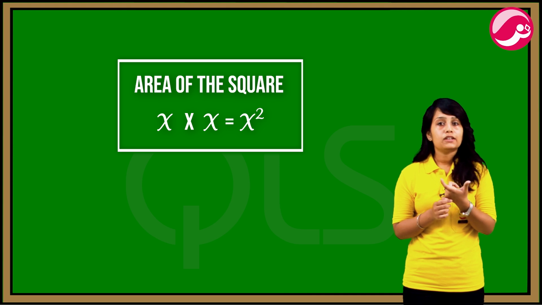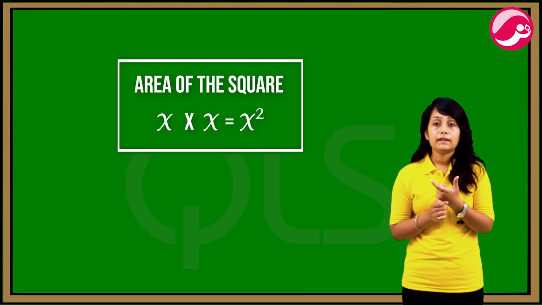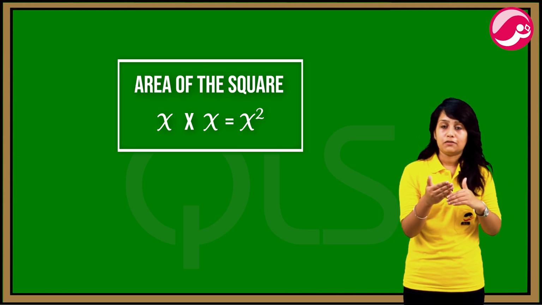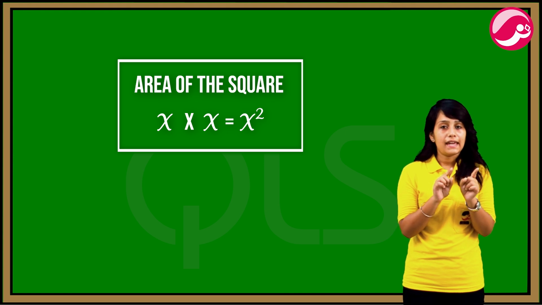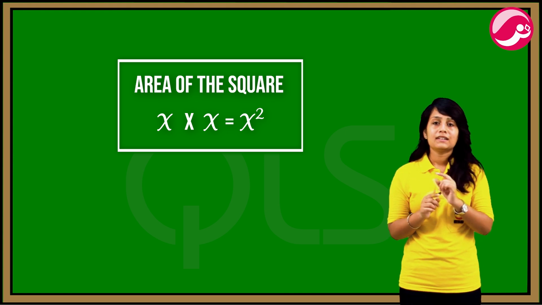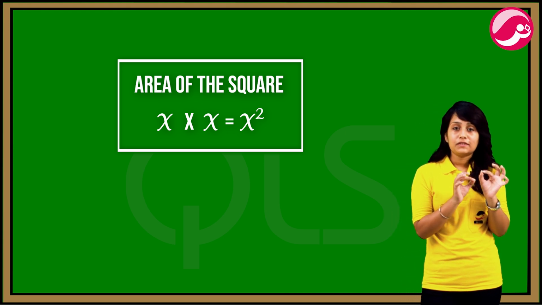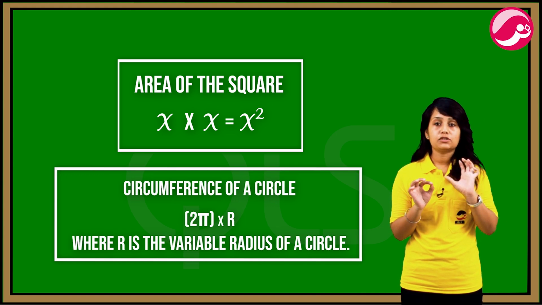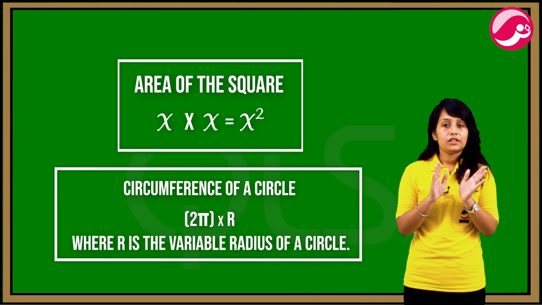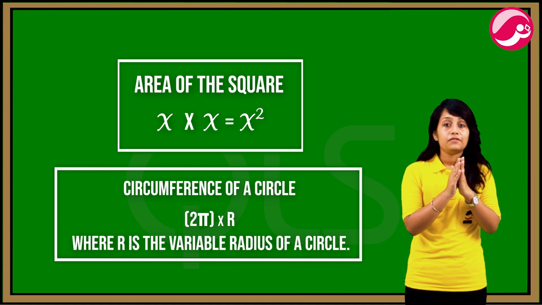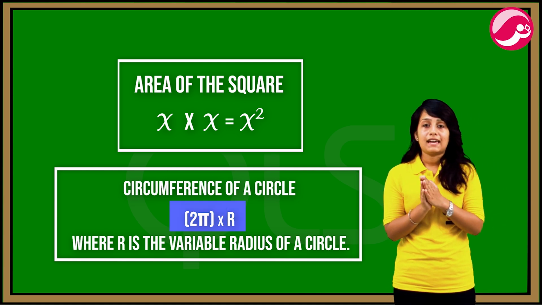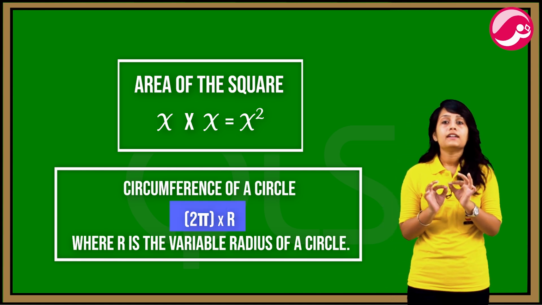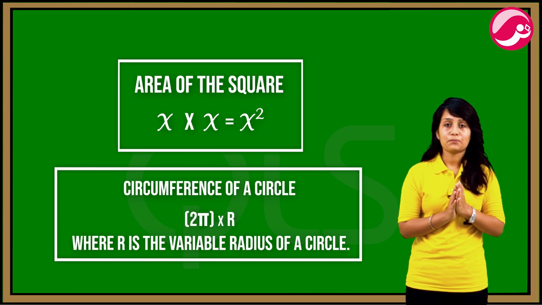Similarly, as the area of the square is obtained by multiplying the length of the square with itself, the area comes out to be x into x, that is x square. The same way, the circumference of a circle is obtained by multiplying 2 pi with the radius of the circle. Since the radius may be different for different circles, it is a variable. So we get the circumference as 2 pi r, where r is the variable radius of a circle.